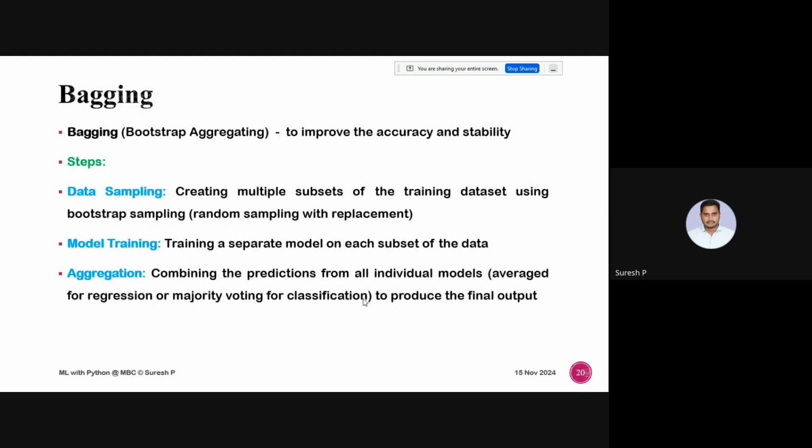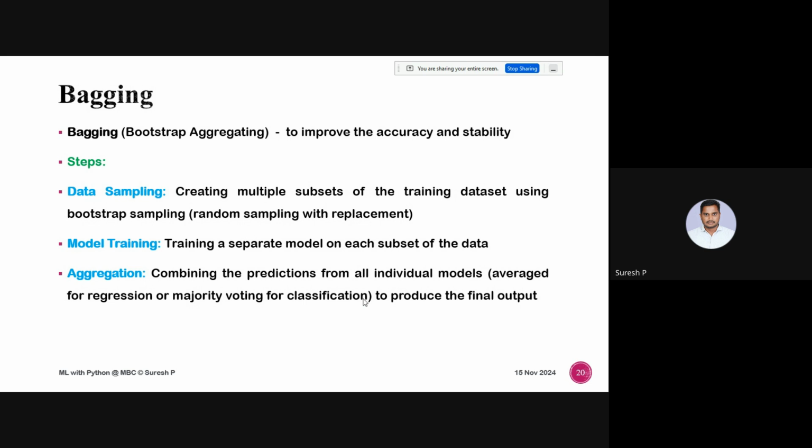So first, let's start with bagging. Bagging is also referred to as bootstrap aggregating. Another name for the bagging algorithm is bootstrap aggregating. It is mainly used for improving accuracy and stability. Here, multiple models will be trained with different subsets of data, with different training samples, the models will learn. So based on that, we will get more accuracy.